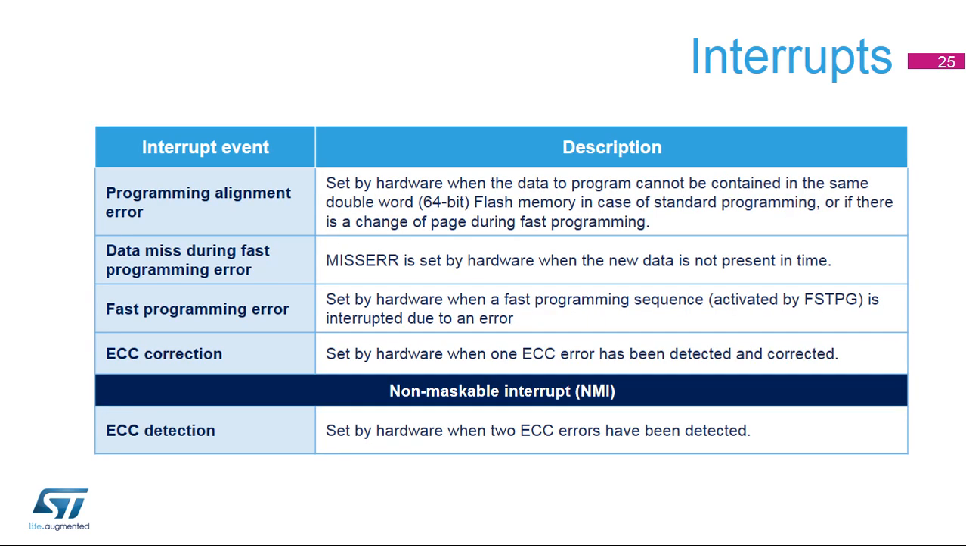A programming alignment error occurs when a complete double word is not provided before initiating a standard program operation, or when a complete row is not written before initiating a fast programming operation. A data misprogramming error occurs when data are not written in time during a fast programming sequence. When a single bit ECC error is detected and fixed, an interrupt can be asserted. When a double bit ECC error is detected, the NMI is inserted.